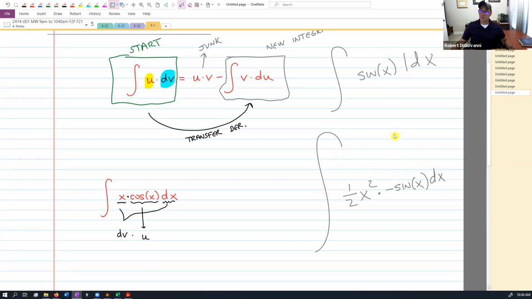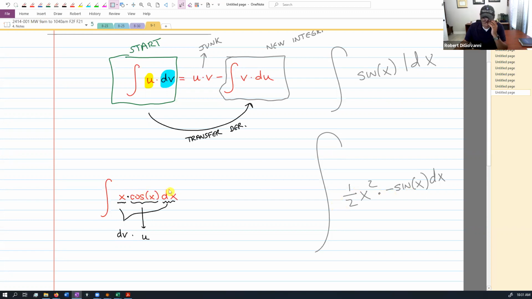You have these two integrals that it could possibly have become, right? Which of those is doable? The first one, right? The second one is actually more complicated than the first one, because now you have an x squared next to the sine, which is even worse than what you started with.